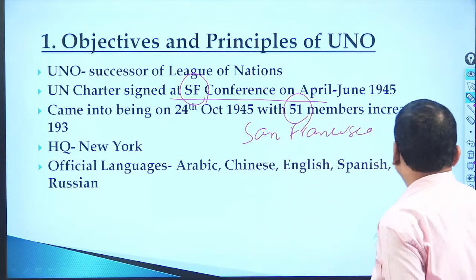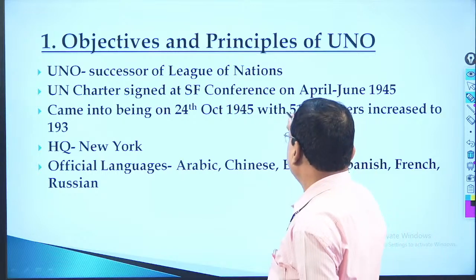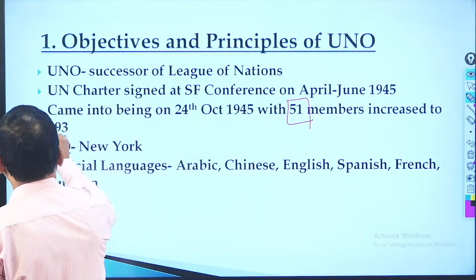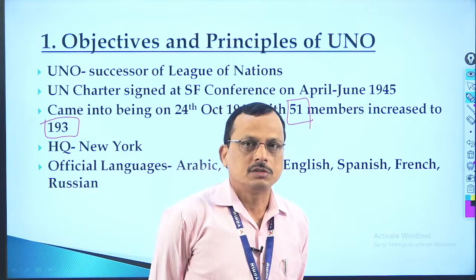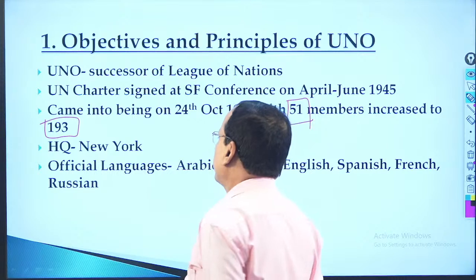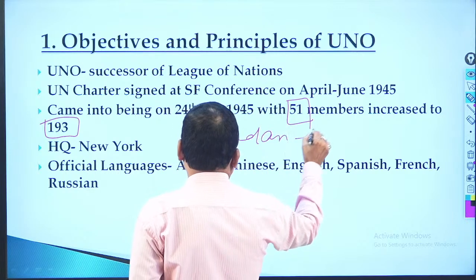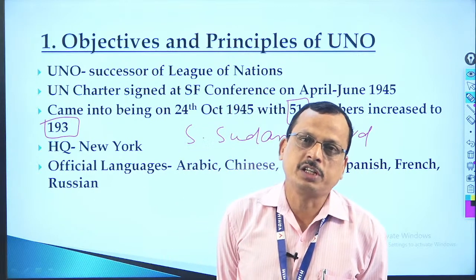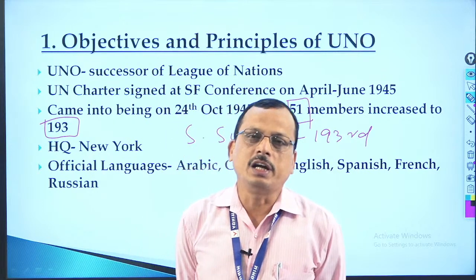Fine. So, moving further. From a mere 51 members during the formation, at present the membership has increased to 193. So the present strength of this organization, which is the largest in the world among all the international organizations, is 193 countries, and the latest member in this series is South Sudan. It is the 193rd member, because the division of Sudan led to the creation of South Sudan, and South Sudan joined the United Nations as its 193rd member.